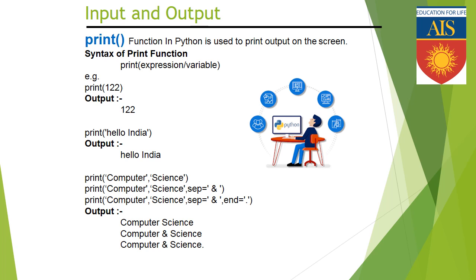Print statement. It comes under input and output. The print function in Python is used to print output on the screen. Syntax of the print function: print within brackets, write anything, it can be text, it can be a number, then finally it will print like that way only. You can see the examples: print 122, print hello India, print computer science, and each and everything we are able to print. One thing you need to remember: with the help of the print statement, if you want to print any string or character, we need to provide that string or character within single or double inverted commas.